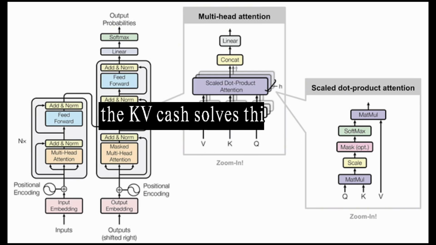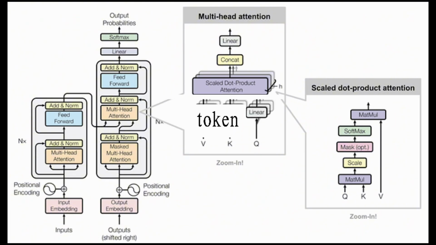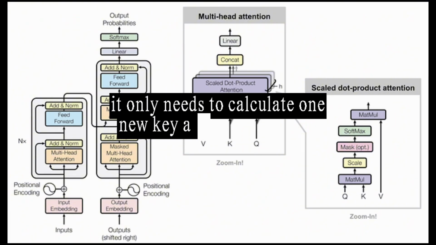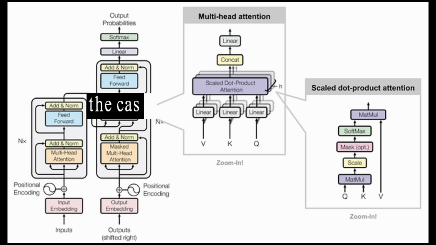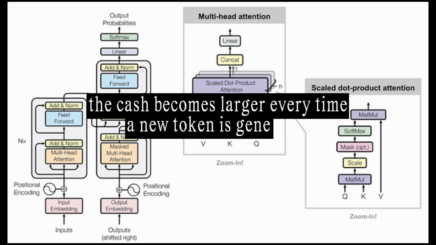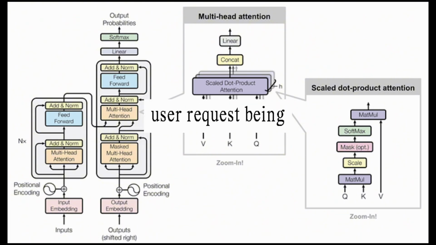The KV cache solves this problem by saving the keys and values that were already calculated. When the model generates a new token, it only needs to calculate one new key and one new value. This makes generation much faster. But there is a trade-off. The cache becomes larger every time a new token is generated. It also needs to store information for every layer of the transformer and for every user request being processed.